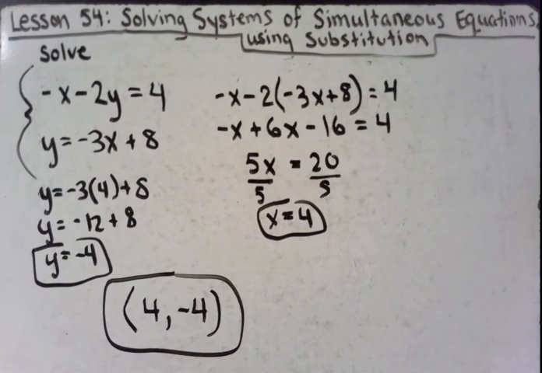All right, checking the last answer for the last example, we use the value of y, plug it into the top equation, and I get x equals 4. Plug that into the second equation, and I get y equals negative 4. So my ordered pair is (4, negative 4).